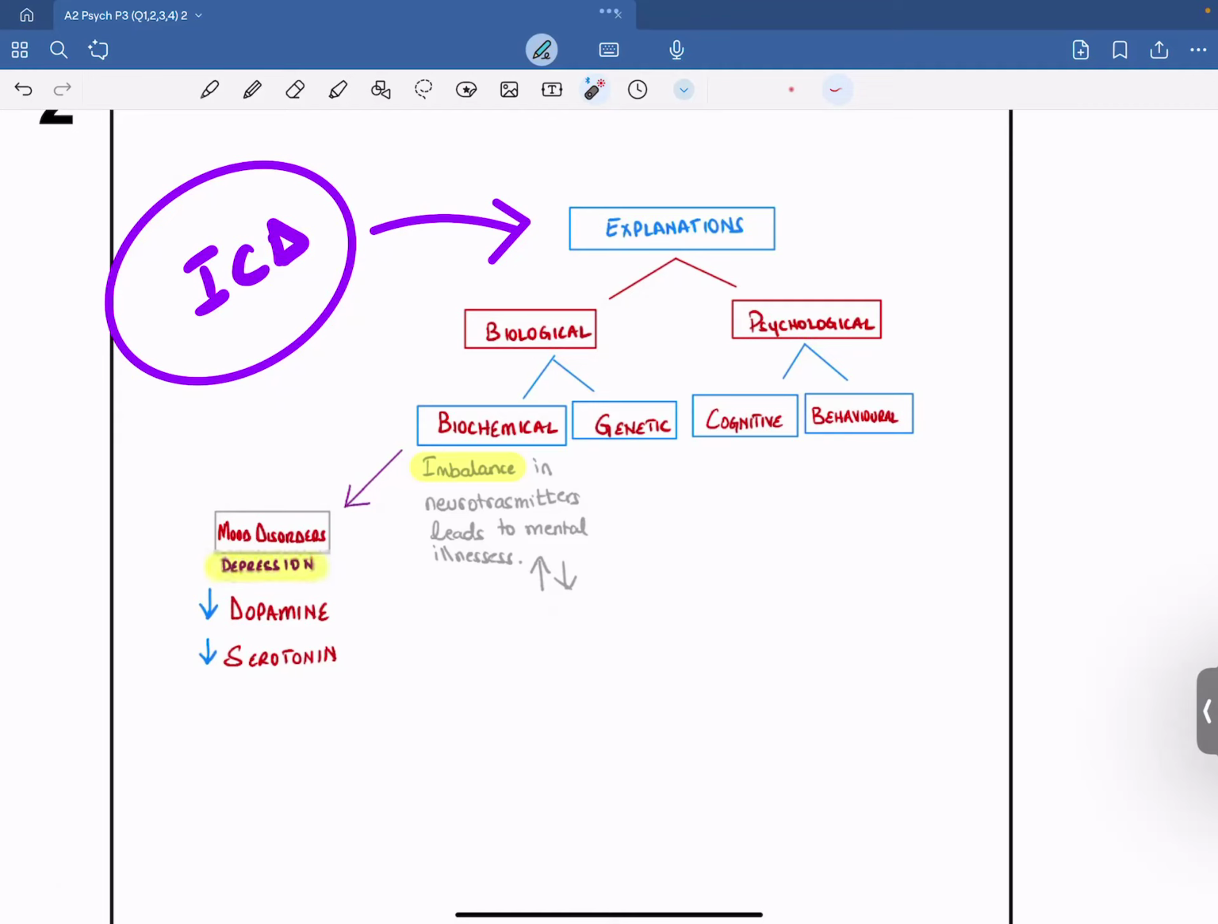So, as we speak about biochemicals, if I talk about depression, less amount of dopamine and less amount of serotonin could be possible reasons why individuals are developing depressive symptoms. So if I try to quickly help you recap the biochemical explanation over here, the idea is that an imbalance in neurotransmitters, remember, understand this, an imbalance in neurotransmitters can lead to individuals developing mental illnesses.